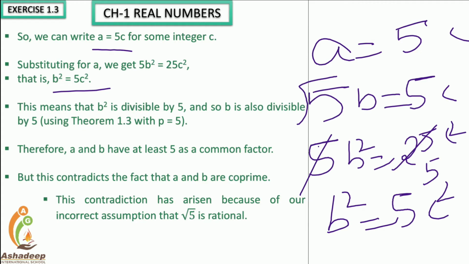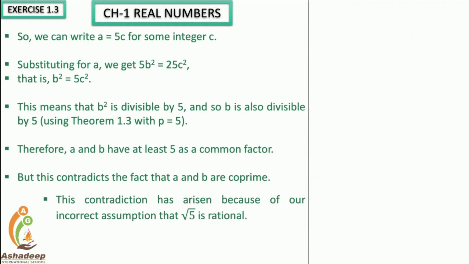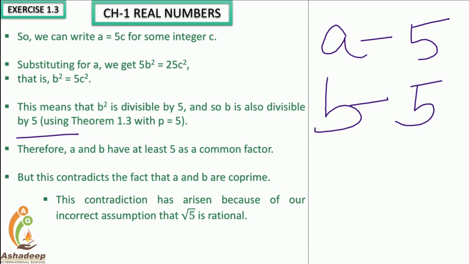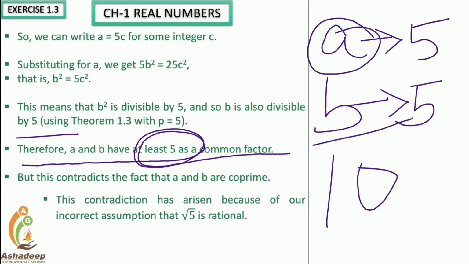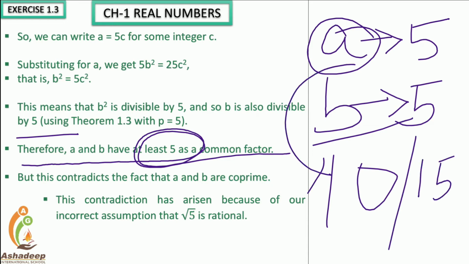Now here, the same. If b square is divisible by 5, then b is also divisible by 5, right? First of all, a is divisible by 5, and here we prove that b is also divisible by 5. Therefore a and b have at least 5 as a common factor. When a is divisible by 5, that number might be 10, for example. B is also divisible by 5, that number might be 15. Both are divisible by 5, right?